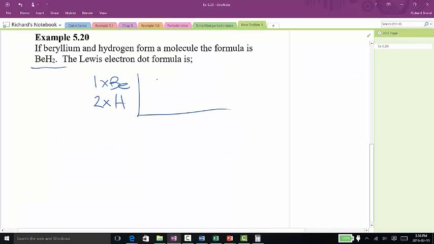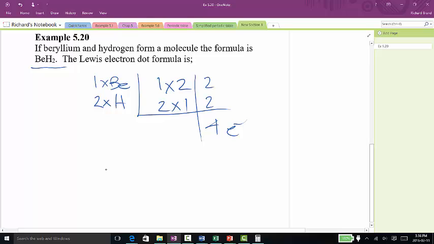All right, so that means we have 1 times 2 and 2 times 1. Beryllium has 2 valence electrons, and 2 hydrogens each have 1 valence electron. So for our total, 2 plus 2 is 4. We have 4 valence electrons in this molecule.